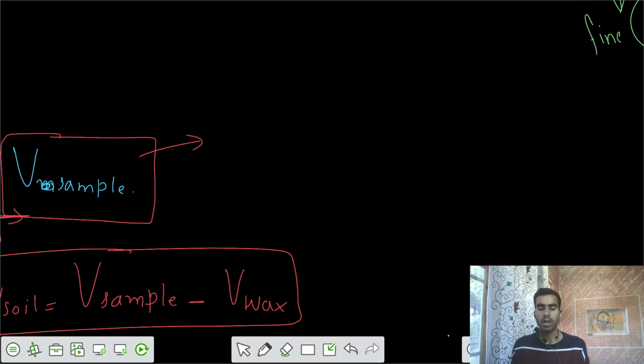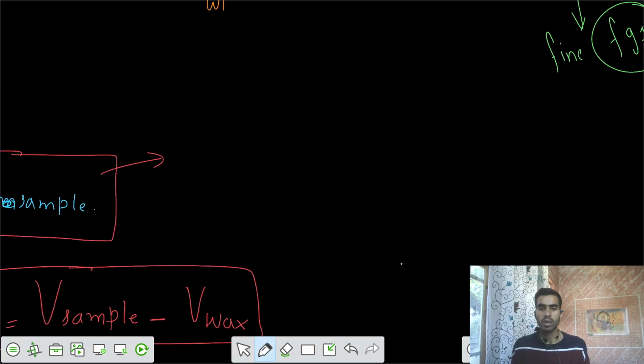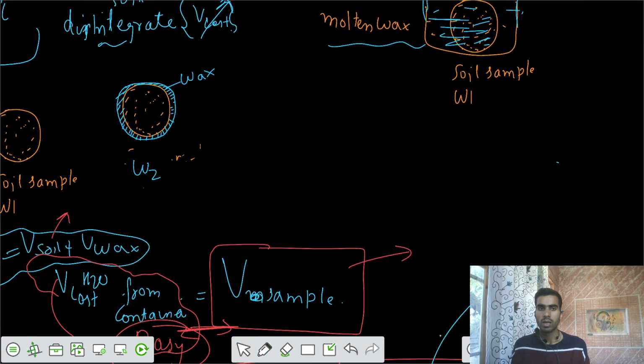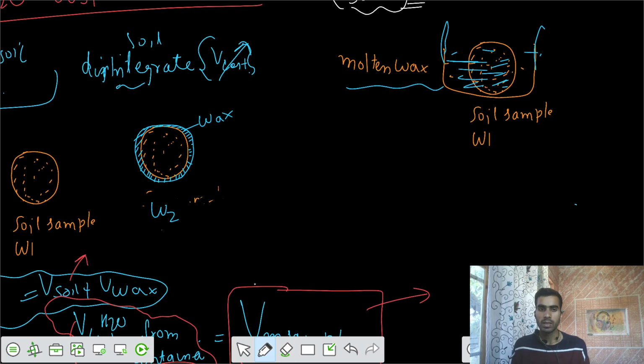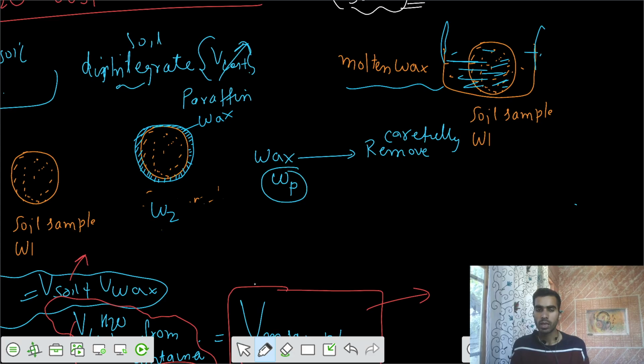So the volume of wax can be calculated this way. Once our test is over, let's try to remove all of that by peeling. Let's peel that wax off carefully. It would have some weight of WP. We call it paraffin wax. So we can say it would have some weight of WP. You calculate that WP.